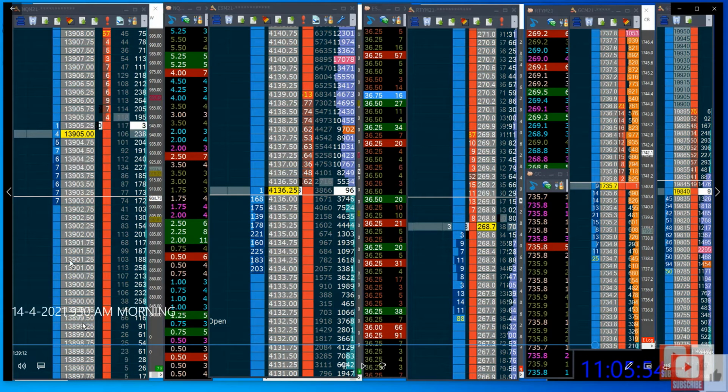So now we're around 13,900, and that flush through had occurred. And now, this is a really important correlation tip that I'm giving you guys here: when NQ is making new lows, ES isn't, and Russell is also range bound at that time.